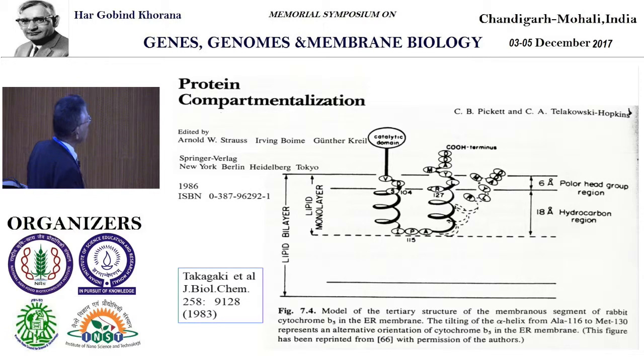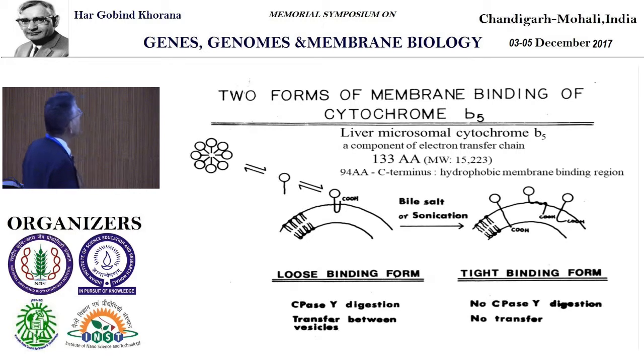With that result, we speculated the membrane-bound area of the loose binding form, and this was figure 7 of my JBC paper, my first paper. This was taken up by a textbook. It says permission of author, but they never asked our permission. So, the tight binding form.